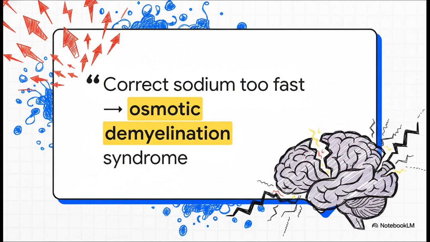If you correct that sodium level too fast with hypertonic saline, you can cause a catastrophic and, listen to this, irreversible brain injury called osmotic demyelination syndrome. I'm going to say it again, irreversible. The only safe way to do this is slow and controlled.